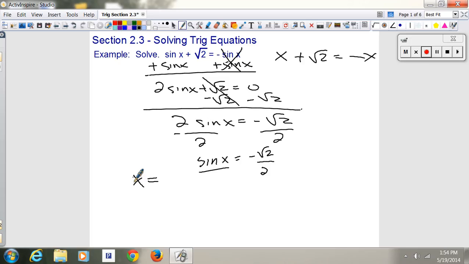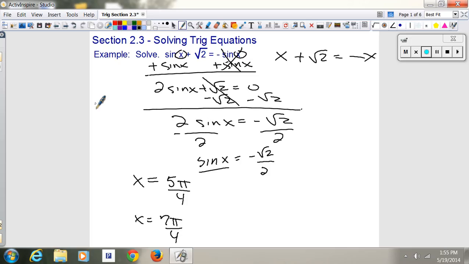So as we go down the sine column, the first one I come to is at 5 pi over 4 radians. So that's one solution to this equation: 5 pi over 4 radians. 3 pi over 4 is a positive radical 2 over 2, so that doesn't work. We're going to go down farther, and we're going to see another negative radical 2 over 2 at 7 pi over 4 radians. So x could also equal 7 pi over 4 radians. Those are 2 right answers that I can put into these x's right here, and the 2 sides would equal each other.